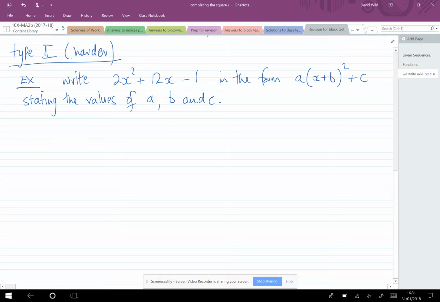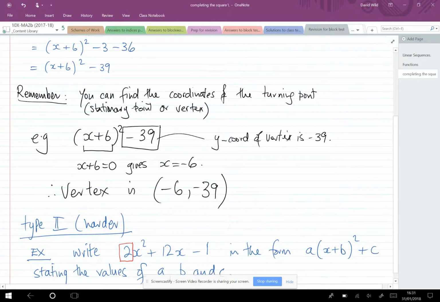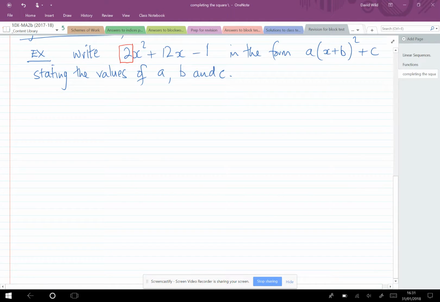Now, the first thing, the reason why it's harder, as I said before, is because we've got two lots of x squared here. And we know from the previous question that we want a single x squared, 1x squared. But we haven't got 1x squared, we've got 2x squared. So what we do as the first step is we write this by taking out a common factor of 2. Now I'm going to use square brackets here just simply so that it separates out what I get inside the square brackets. You'll see in a minute.